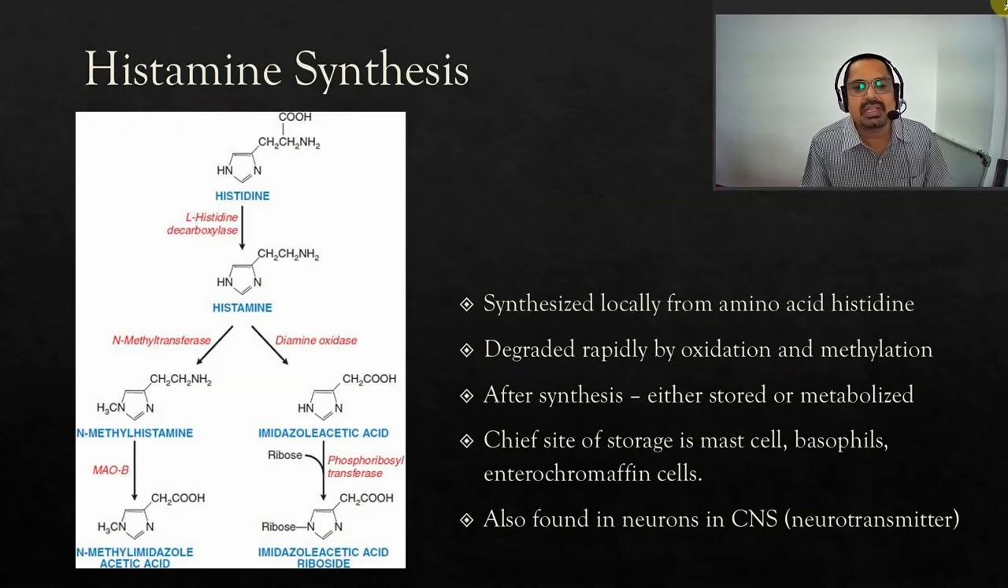So this is the synthetic pathway of histamine. It is synthesized locally from the amino acid histidine. Histidine is the amino acid from which histamine is synthesized. This is histidine, and there is L-histidine decarboxylase. The carboxyl group is removed from here, and the amine remains. This is histamine. So it is synthesized from the amino acid histidine.